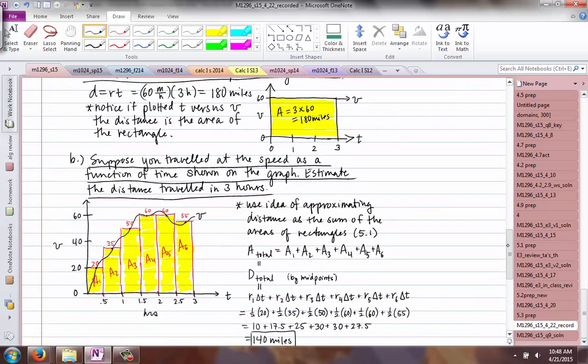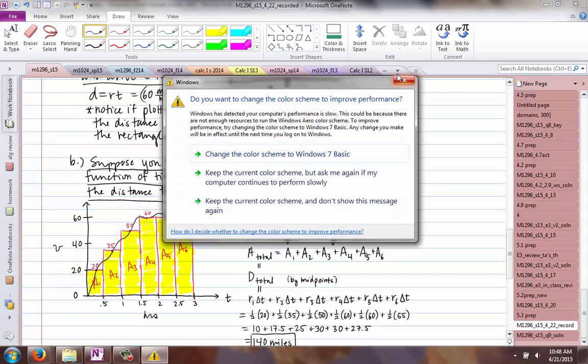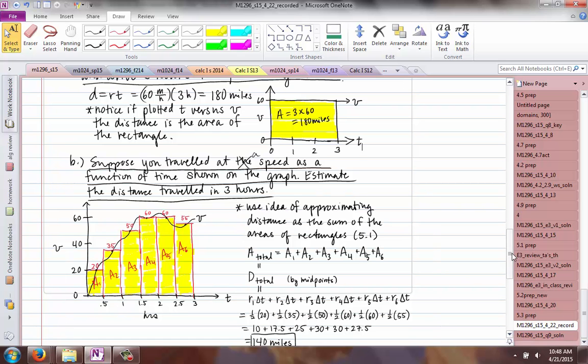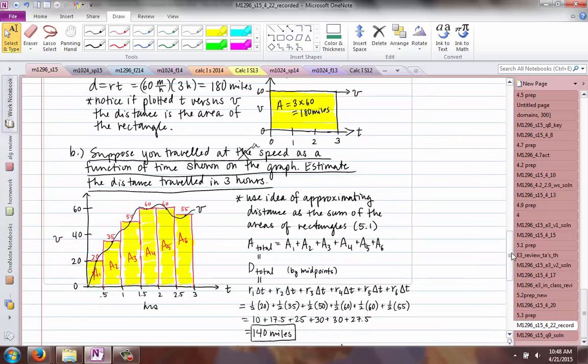Part B says suppose you travel at a speed that changes as a function of time, shown in the graph. Estimate the distance traveled in 3 hours. So looking at this graph, we have a more realistic situation: somebody is taking off in their car and driving pretty slow, and then they're probably going on to the freeway or the highway and they're able to drive more around 60 miles per hour. But that's going to fluctuate a little bit with hills and other situations.